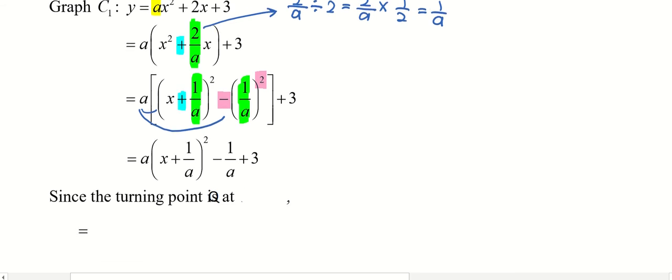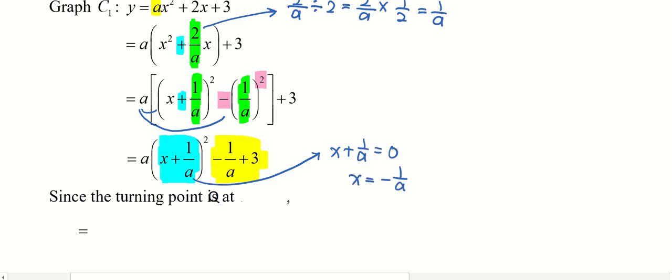From here, agree with me, I can indeed find the coordinates of my turning point. How to find them? The part highlighted in yellow will be the y coordinate. To find the x coordinate, the whole thing highlighted in blue, we will equate this to 0. So x plus 1 over a equals 0. For your x, you'll get x equals minus 1 over a. So this will give you the x coordinate of the turning point.